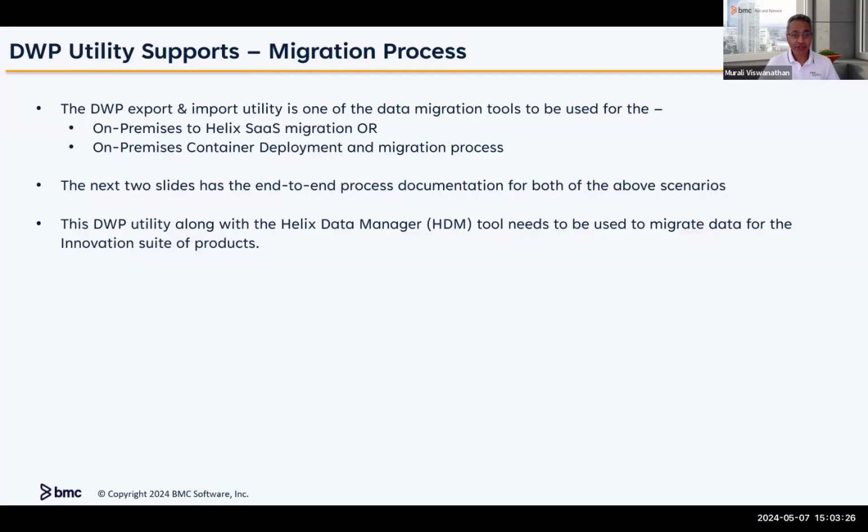As I said, the DWP export and import utility is one of the migration tools to be used. The other tool, as most of you already know, is the HDM or Helix Data Manager utility, which basically helps you to migrate your data for ITSM, digital workplace catalog, smart IT, and smart reporting. And the DWP export and import utility helps you to migrate data for a specific DWP module and the forms and tables associated with it. So for the next two slides, I'll be going through the process which this tool supports. Next slide, please.